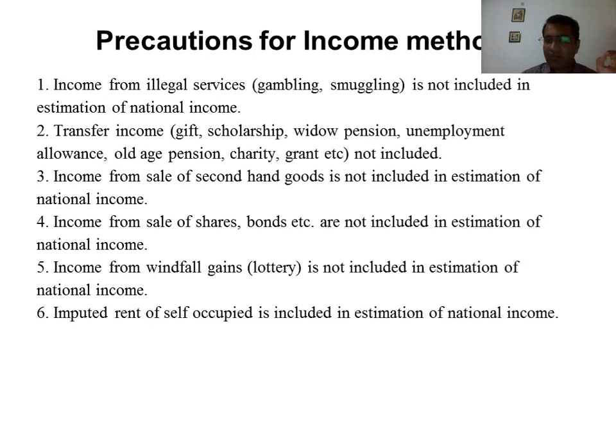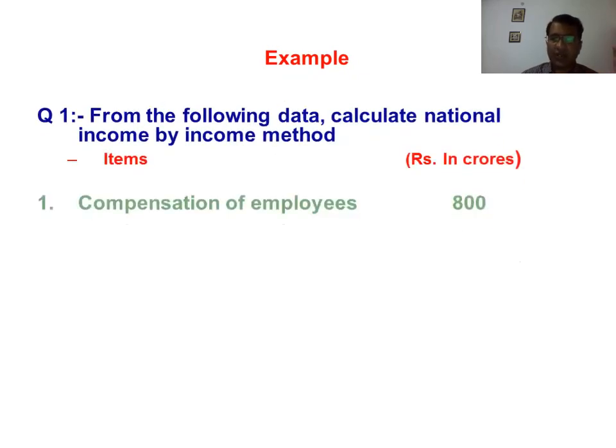Imputed rent of self-occupied houses is included in the estimation of national income. If we live in our own house, the value of imputed rent will be included in the national income. In this way, the commission on the sale and purchase of second-hand goods will be included, but the value of second-hand goods will not be included. Now, with the help of an example, we try to calculate this.